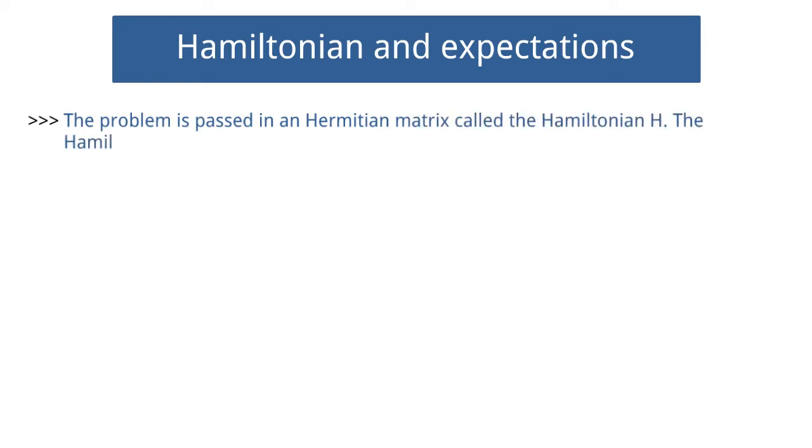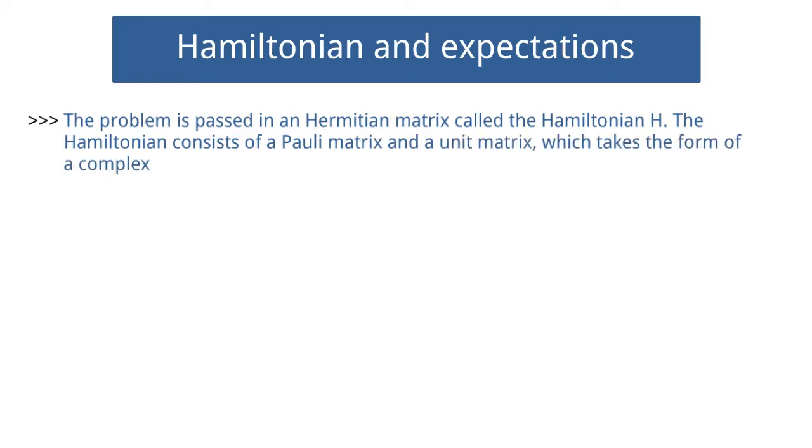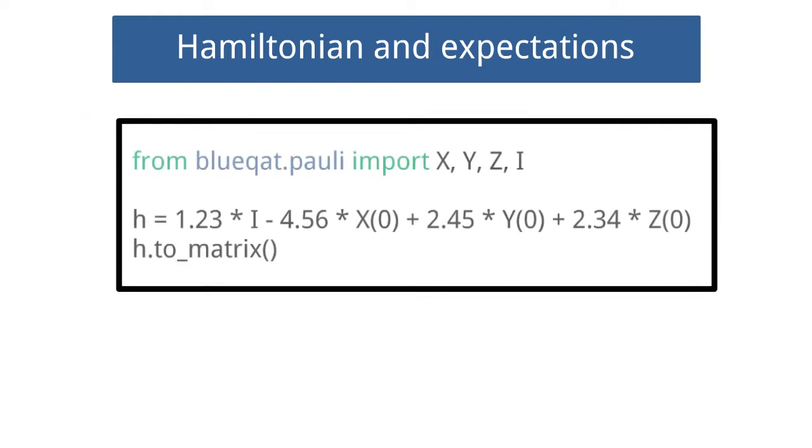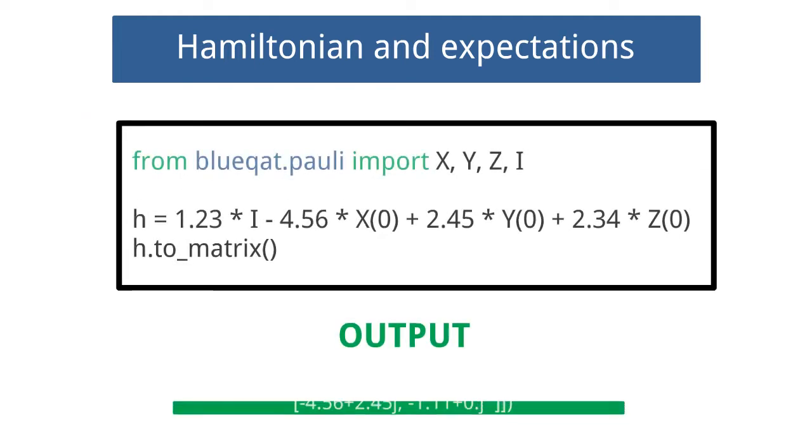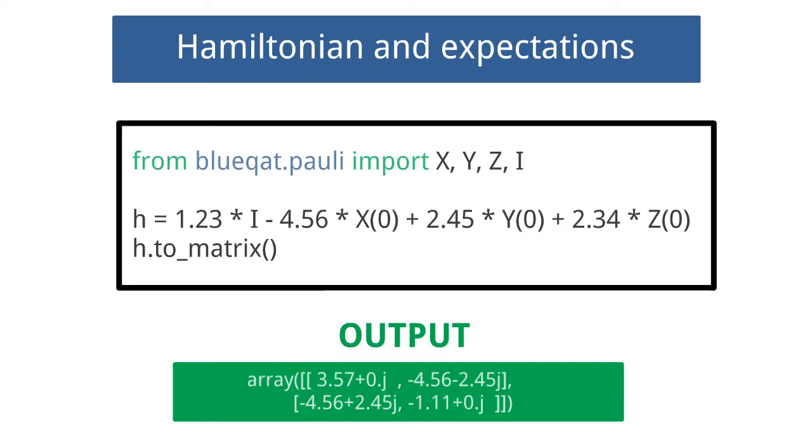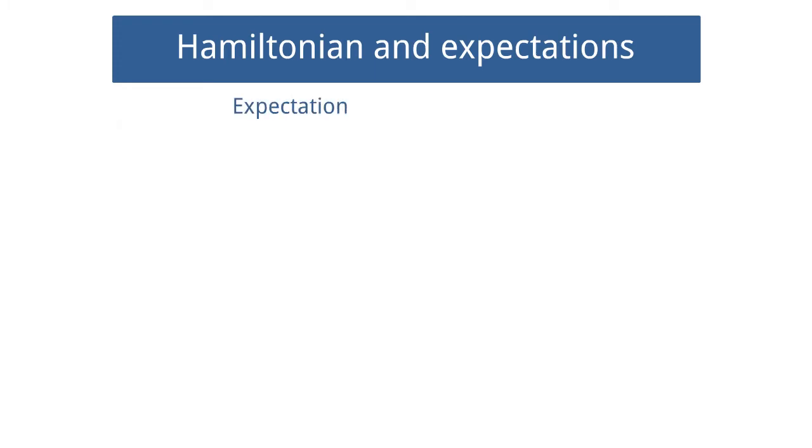Hamiltonian and expectations. Here the problem is passed in as a Hermitian matrix called the Hamiltonian H. The Hamiltonian consists of a Pauli matrix and a unit matrix, which takes the form of a complex matrix. If we run this code, then we will get the output as array 3.57+0j, -4.56-2.45j, -4.56+2.45j, -1.11+0j.